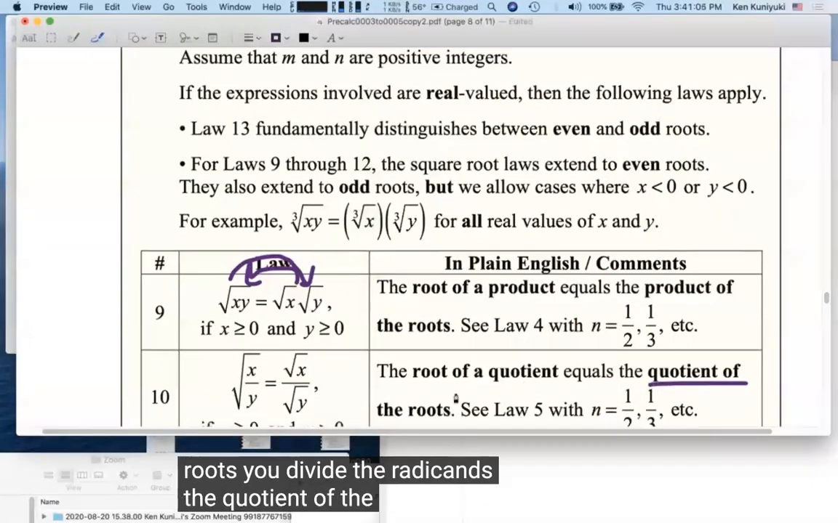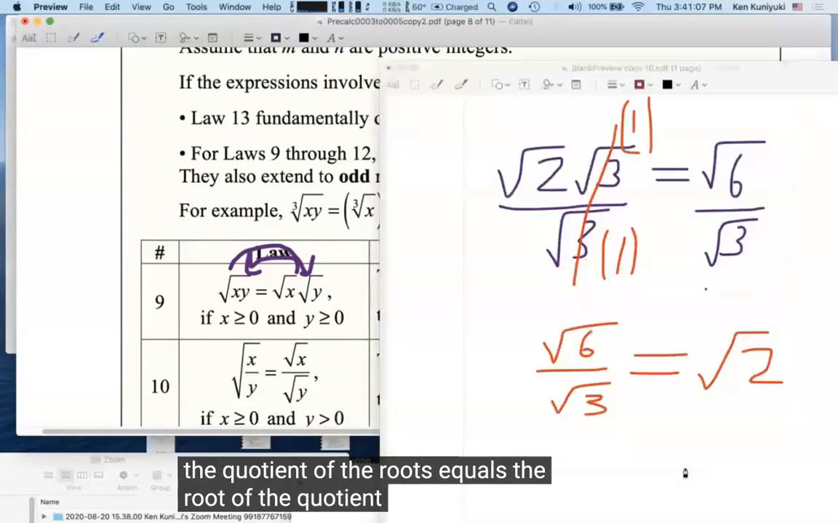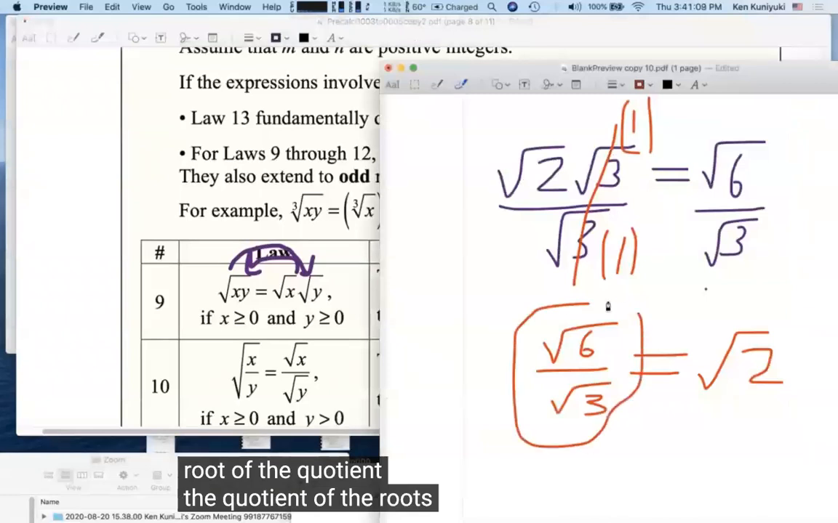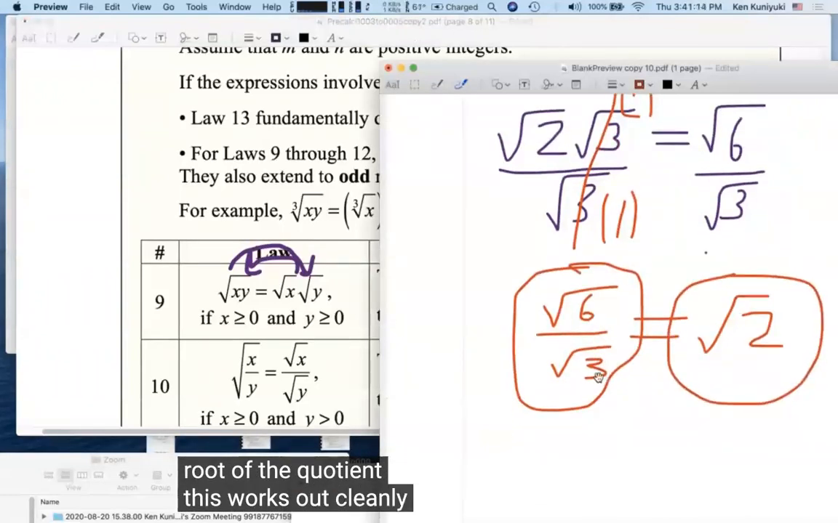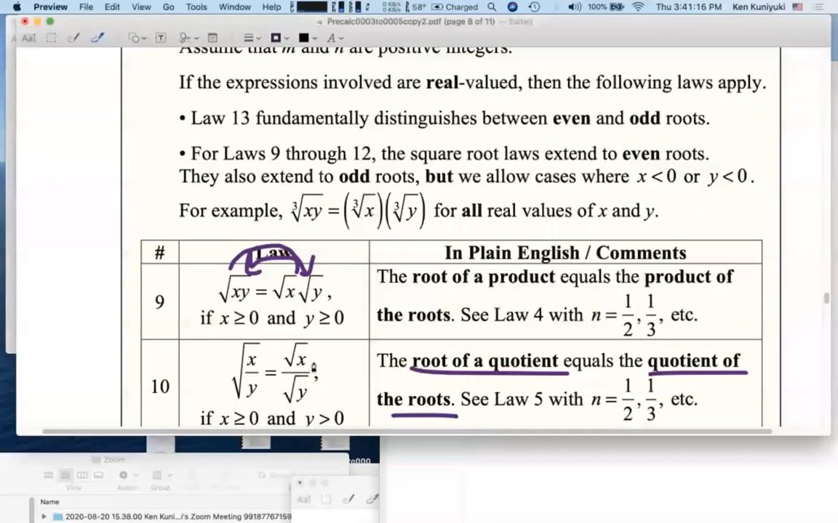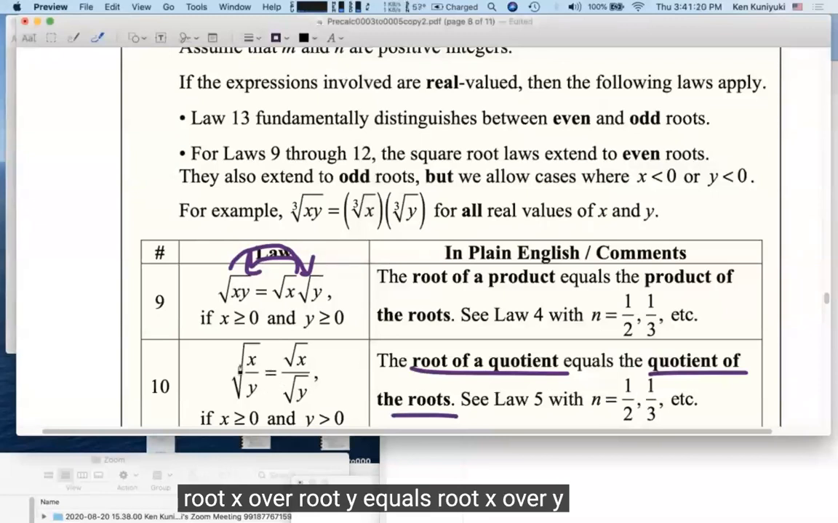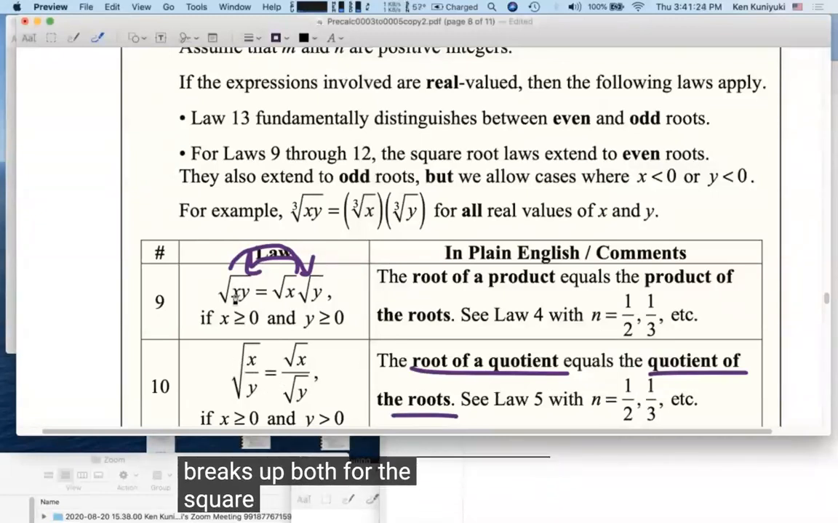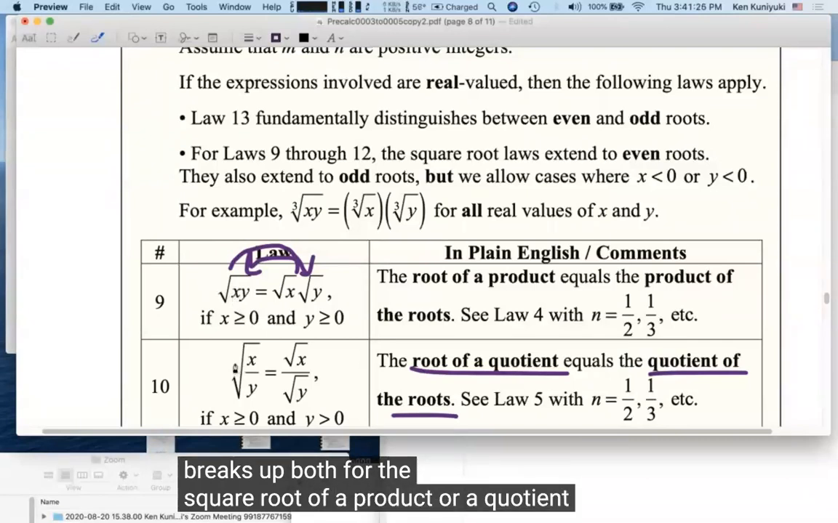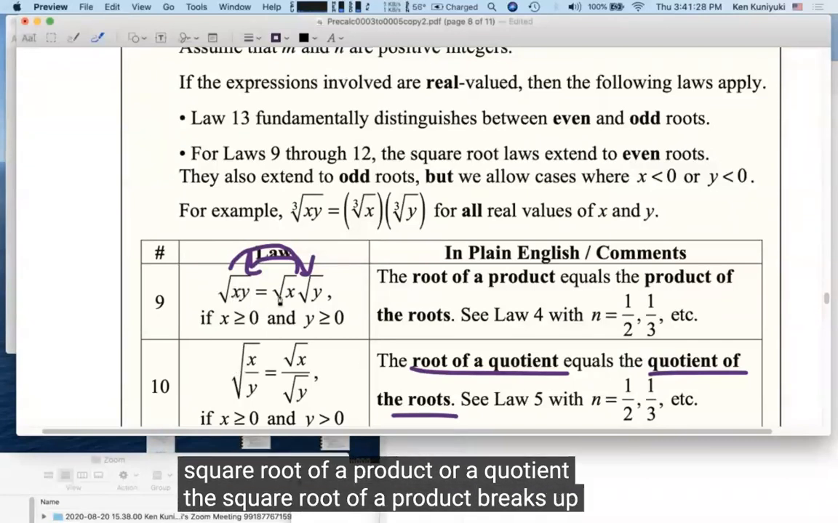The quotient of the roots equals the root of the quotient. This works out cleanly. Root x over root y equals root x over y. Another way to look at it, the radical breaks up, both for the square root of a product or a quotient. The square root of a product breaks up like so.